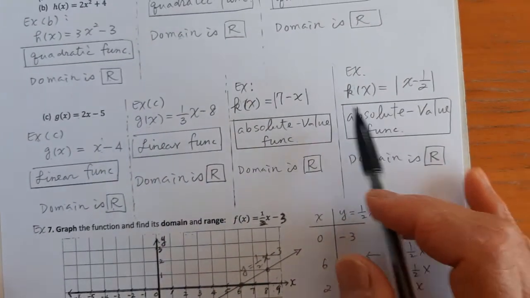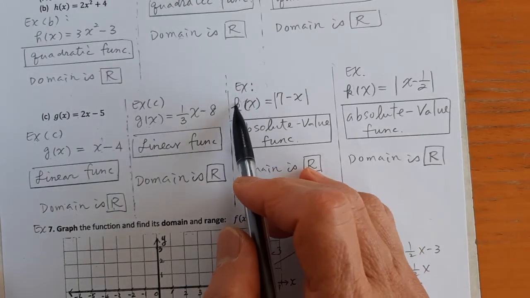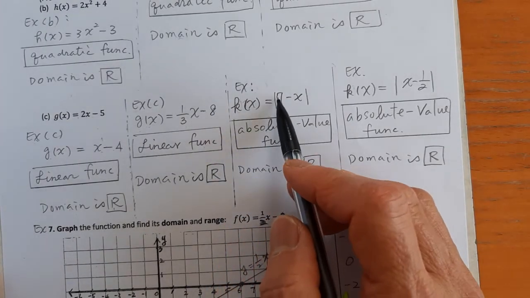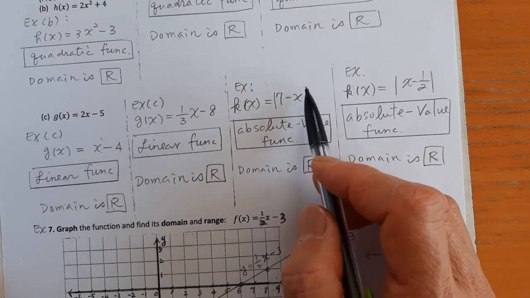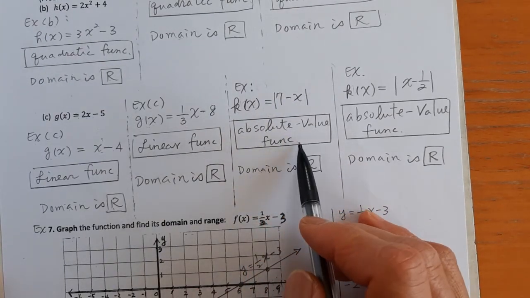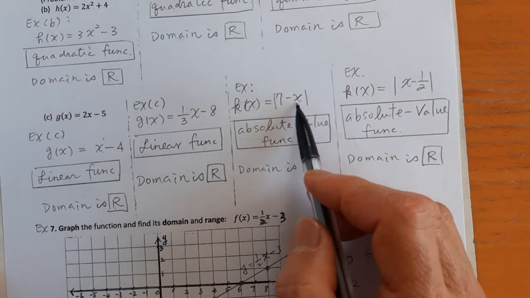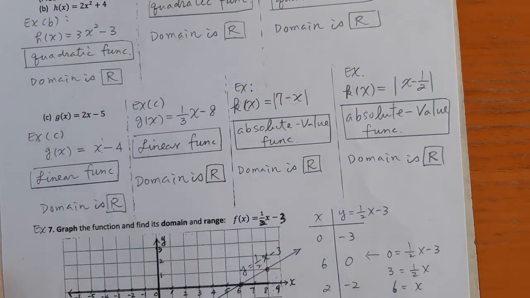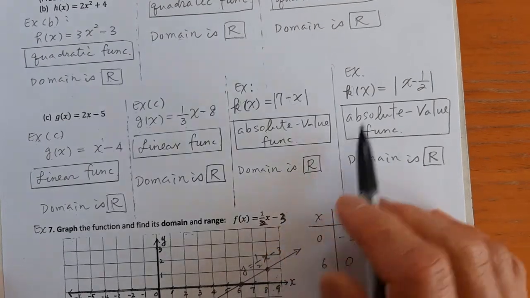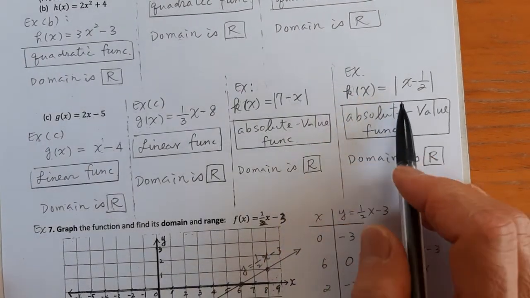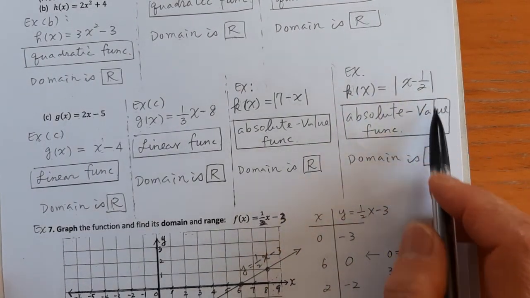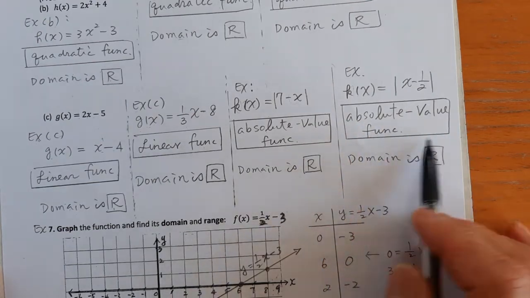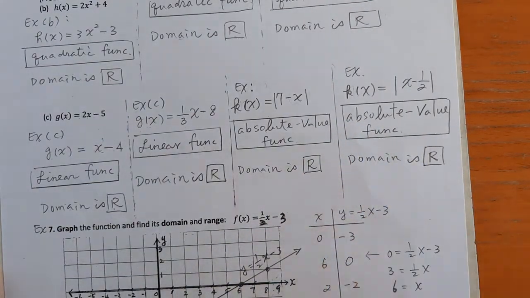Another example: k of x, the function name is k. k of x equals the absolute value of 7 minus x. We call this an absolute value function. What's the domain? You can plug any real number in for x and always have a function value, so the domain is all real numbers. The other one is k of x equals the absolute value of x minus 1/2. This is also an absolute value function. The domain is all the real numbers.